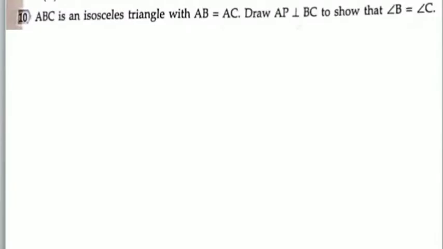Problem number 10, and the problem is ABC is an isosceles triangle with AB is equal to AC. Draw AP perpendicular to BC, show that angle B is equal to angle C. Let's draw the picture. Let ABC be a triangle where AB is equal to AC. Now draw a perpendicular AP upon BC.